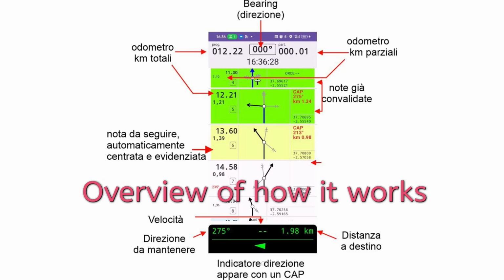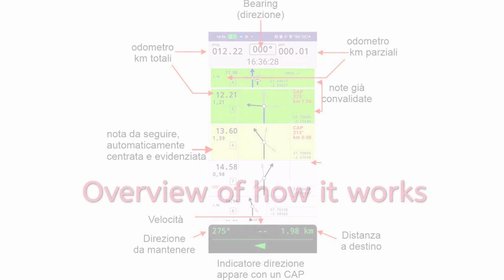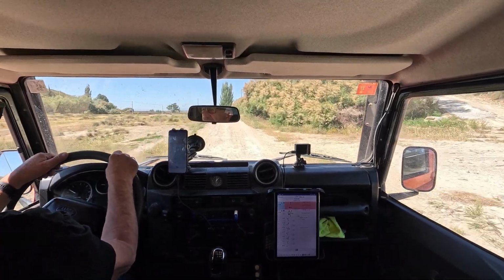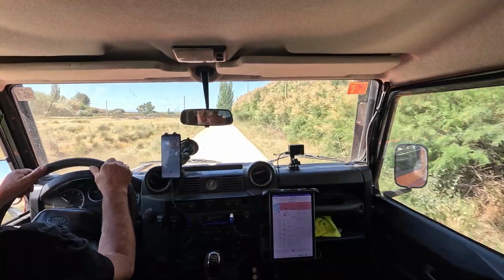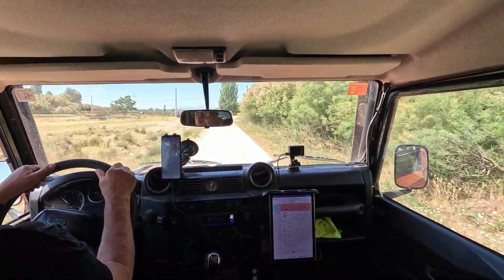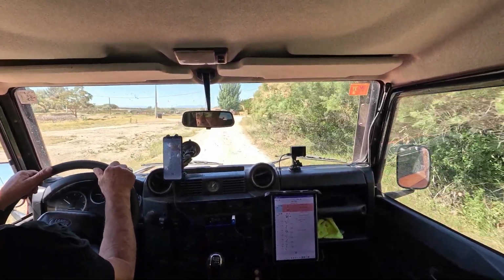RB Reader. Overview of how it works. RB Reader was created to follow a roadbook note by note, in sequence. If you take detours to skip some notes, malfunctions may occur.